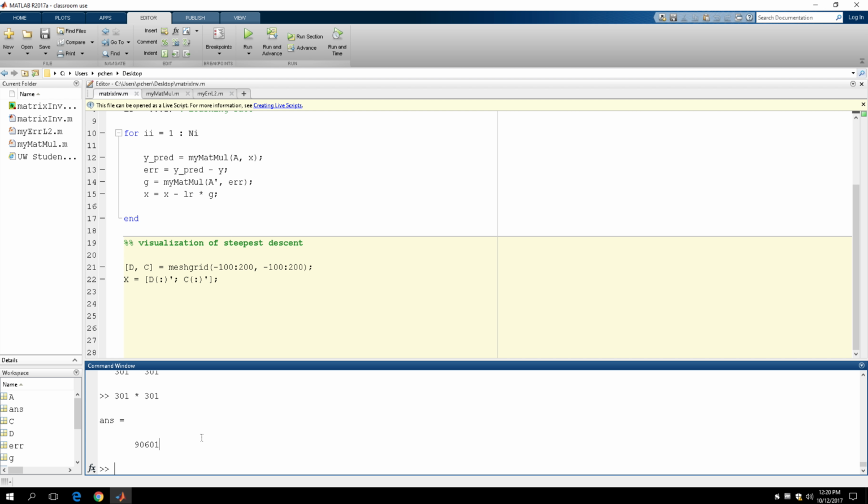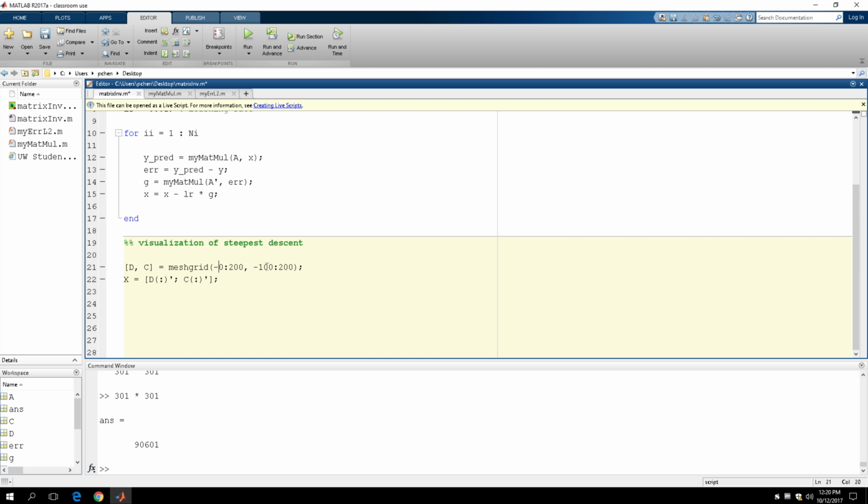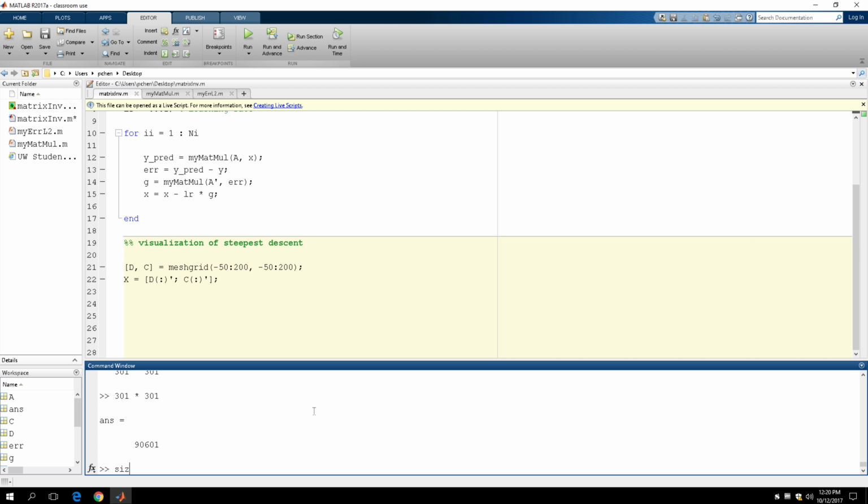Maybe it's a mesh that's probably too big. Let's change it, right? Let's go from like -50 because it's very unlikely to have negative numbers of chickens, right? Let's change the dimension. Yeah, let's rerun it, right? So now let's look at the size of X. That's 2 rows, this many columns. Why this many columns? That's 251 times 251.